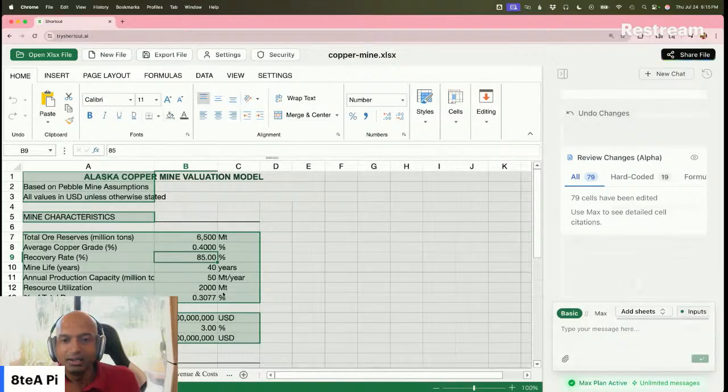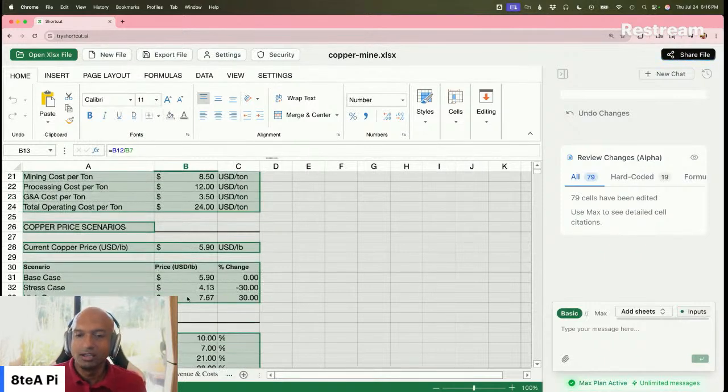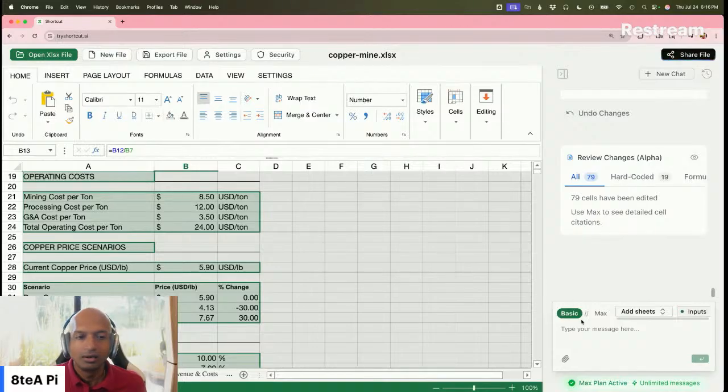Okay. Recovery rate. 85%. Oh my gosh. That's why it was showing 8,500%. Wow. How confusing was that, huh? Annual production capacity 50, resource utilization, 0 percentage of resource. All right. Initial capital 6.5 billion, sustaining capital, closure cost. Mining cost per ton 850. All right.